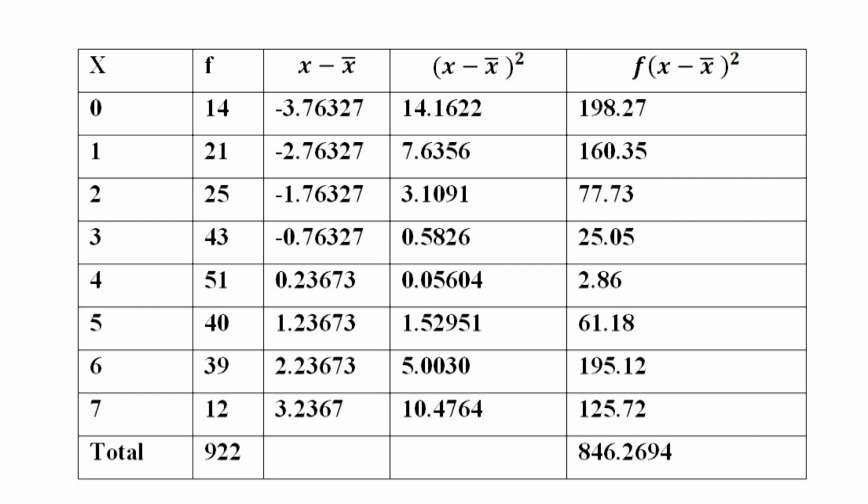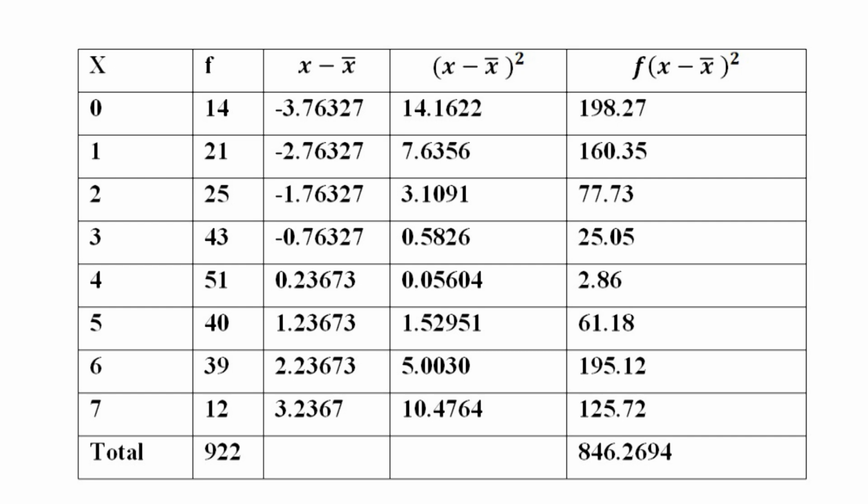As a first step, compute the deviation of the observations from its mean, and the values are minus 3.7632, minus 2.7632, minus 1.7633, minus 0.7633, 0.23673, 1.2367, 2.2367, 3.2367, which are entered in third column.